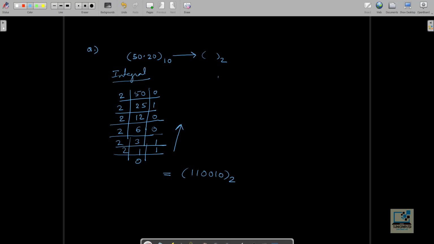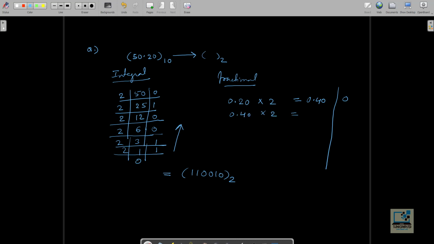For the fractional part, the number is 0.20. So we can simply write 0.20. For the fractional part, we will multiply with 2. So instead of dividing by 2, now multiply with 2. 0.20 into 2, 0.40. Now in this result, the 0 which is there before the point, that we will take out. Then comes 0.40, means bring down the same number here.